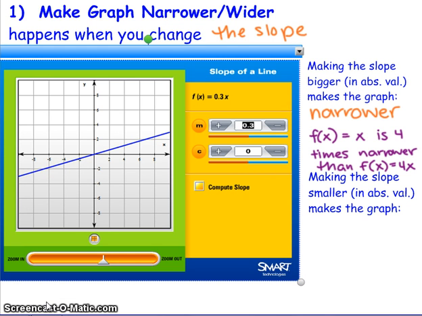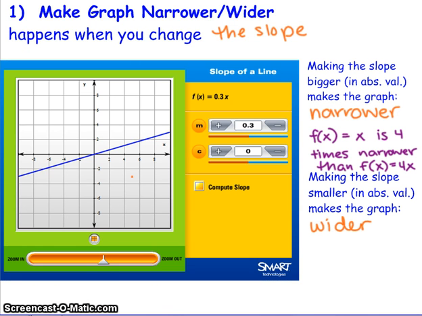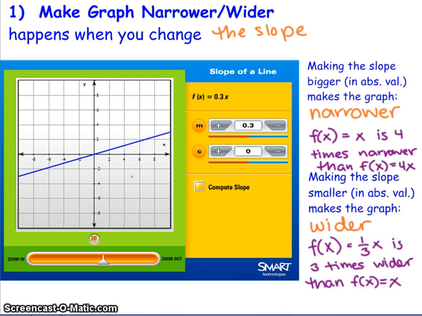And you can see as I am making the absolute value of this slope smaller, so it's becoming a smaller and smaller decimal, what's happening is that the graph is getting wider. So, for example, the graph of 1/3 x is actually 3 times wider than the graph of f of x equals x. And that's because we made the slope 3 times smaller. 1/3 is 3 times smaller than 1.